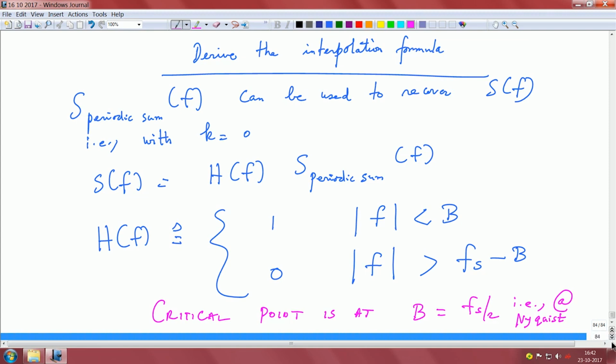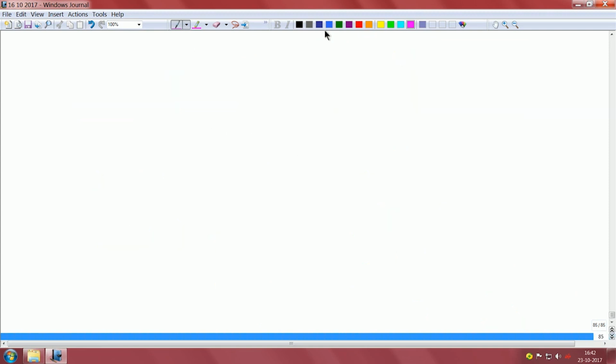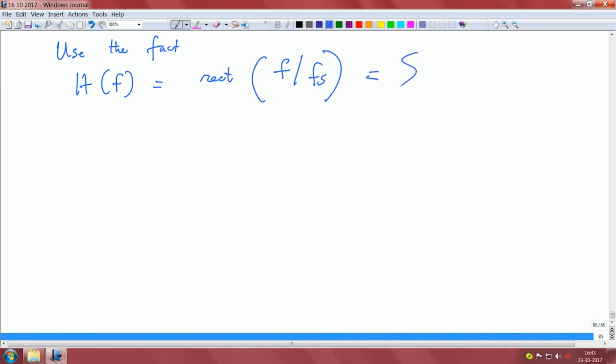Okay. So, now H of f is basically a rectangular filter which is basically 1 inside the band and 0 for all frequencies outside, and I have deliberately left the point when it is equal because it is a discontinuity point. Okay. But if you want, you can fold it into one of these inequalities.